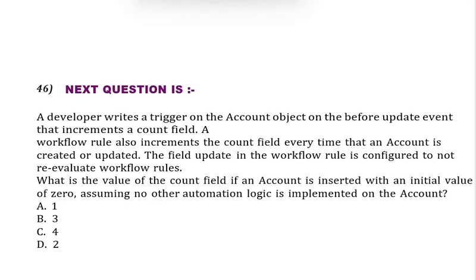Question: the developer writes a trigger on the account object on the before update event that increments an account count field. A workflow rule also increments the count field every time that an account is created or updated. The field update in the workflow rule is configured to not re-evaluate workflow rules. What is the value of the count field if an account is inserted with an initial value of 0, assuming no other automation logic is implemented on the account?